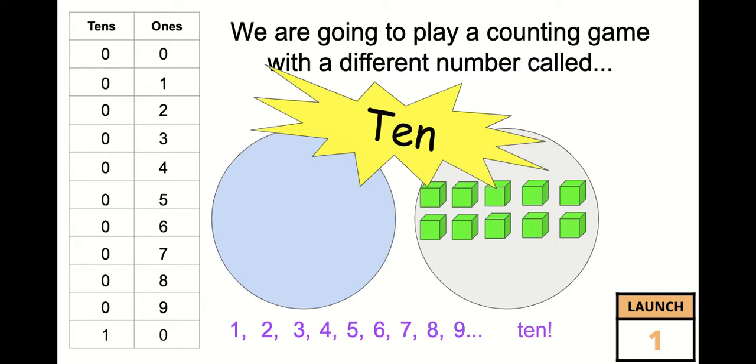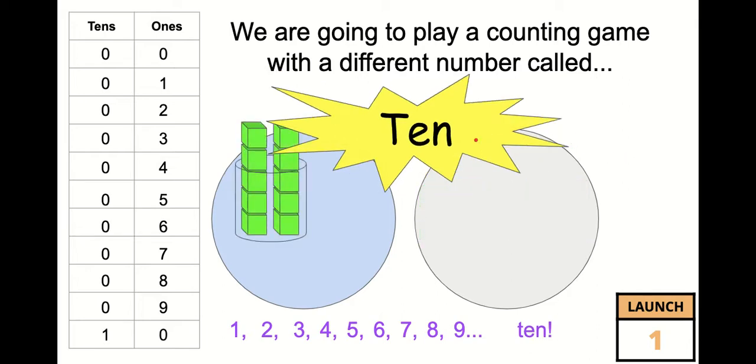Let's keep going. So now we have our 10 cubes, our 10 counters over here in the cup. So how do we start counting again? We have to include this unit. How many tens is this? That's right, one ten. Let's get started.